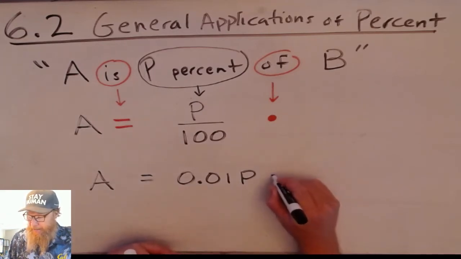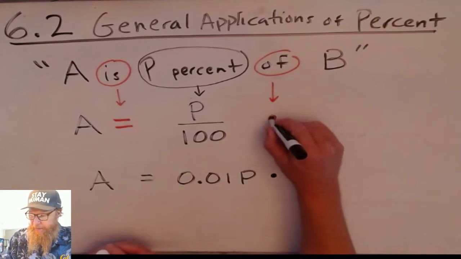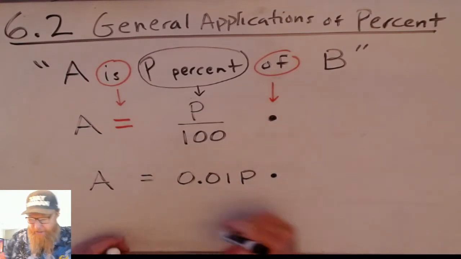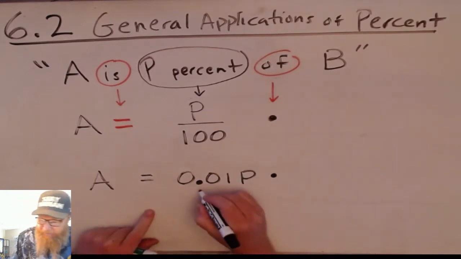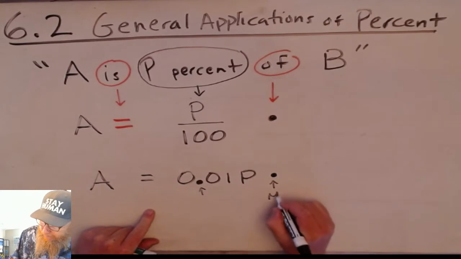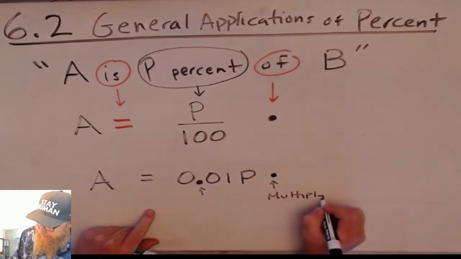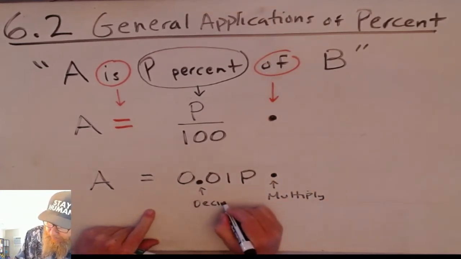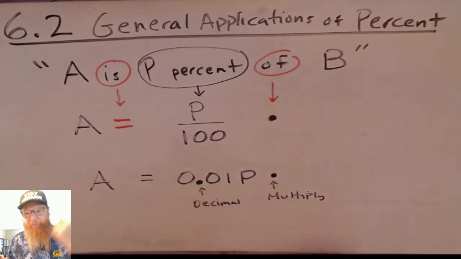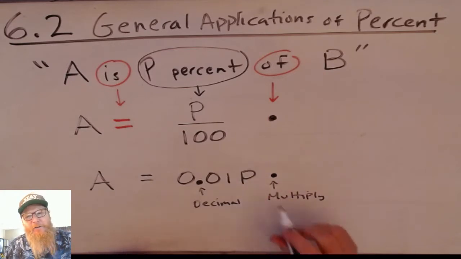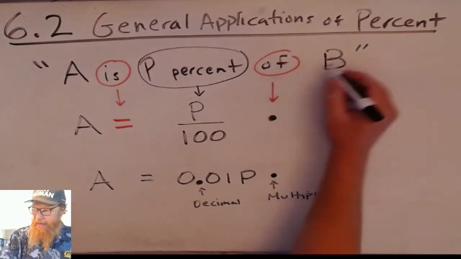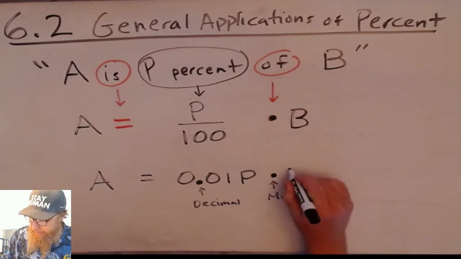Now this is where it gets a little bit dangerous, because I'm using a dot for multiplication and I'm also using a dot for a decimal. Be careful. One of the dots means multiply, the other dot means decimal. If you're afraid that you're going to make a mistake because you write too fast or get careless, then don't use a dot for multiply. You can use an X, or you can just use nothing at all. And then B goes here like this.